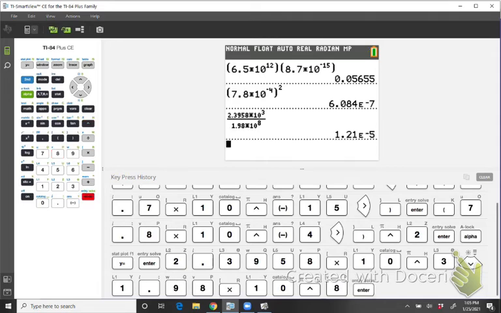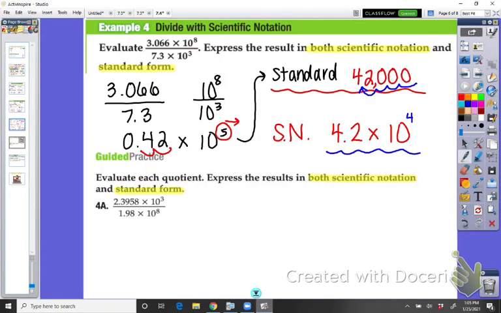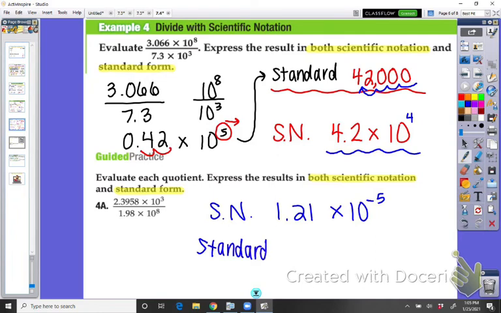Press enter. It gave us the scientific notation first. The e to the negative 5 means 1.21 times 10 to the negative 5th. So scientific notation was 1.21 times 10 to the negative 5th, which means the standard form, it's a negative 5, so we're moving left 5. So in front of the 1 would be 1. We need 4 more zeros, and then the leading 1. So that is your answer.